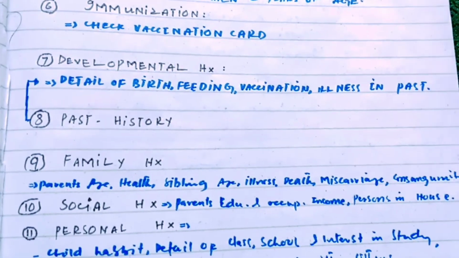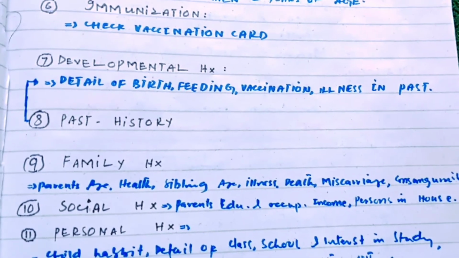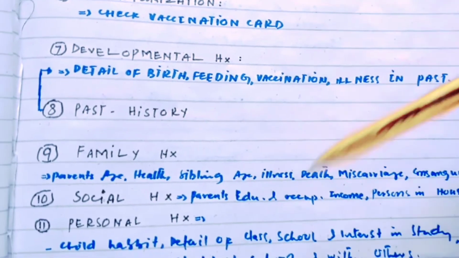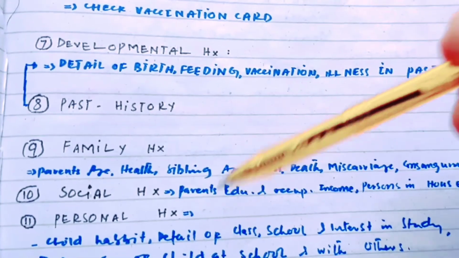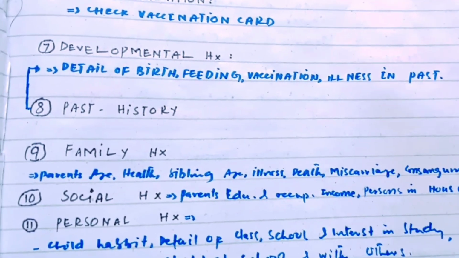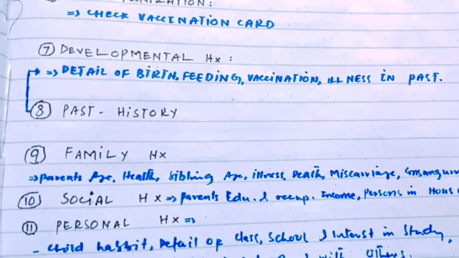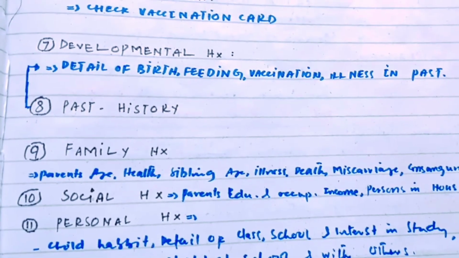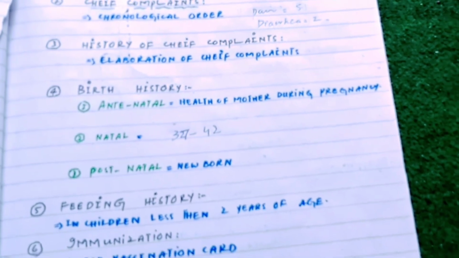In social history, ask about the parents' education and occupation, ask about their income, and ask about the house they live in. In personal history of the child, ask about the special habits of the child, details of the class he is going to, details of the school he is going to, his interest and study, and ask about the behavior of the child at school and with others. So this was all about pediatric history taking.